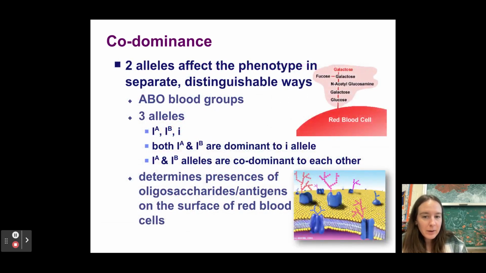Another example of codominance would be blood types. So blood types is actually an example of multiple alleles and codominance because in this case, you actually have 3 different alleles for what would show up on the chromosome. So you could have an IA allele, an IB, or a little i. Both IA and IB are dominant, and then the little i is recessive. So now you have codominance, and they're both able to show up in the phenotype, IA and IB.